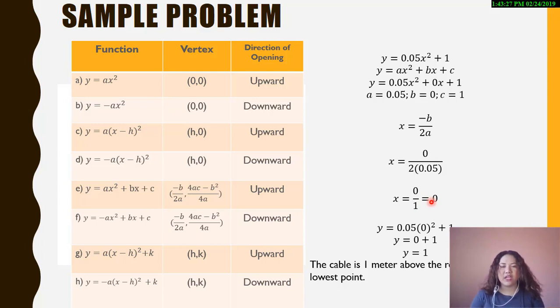After we get the value of x, we will find the value of y by substituting the value of x that we got into the given equation. So y is equal to 0.05 times 0 squared plus 1. So y is equal to 0 plus 1, and y is equal to 1. So the cable is 1 meter above the roadway at its lowest point.